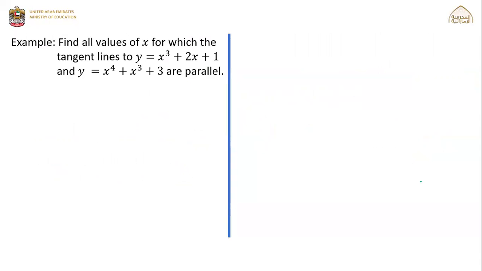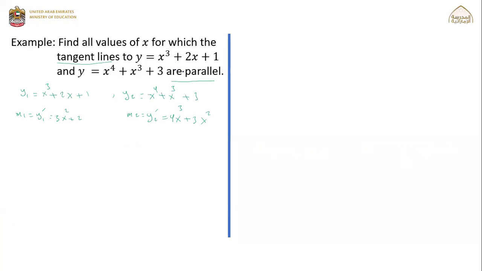Find all values of x for which the tangent lines to y equal x cubed plus 2x plus 1 and y equal x to the power 4 plus x cubed plus 3 are parallel. So here the tangent lines are parallel. First of all, I will name the first one y1 equal x cubed plus 2x plus 1, and the second one y2 equal x to the power 4 plus x cubed plus 3. I will find m1, the slope of the tangent for the first function, which is y1 prime, which is 3x squared plus 2. And m2 equal y2 prime, which is 4x cubed plus 3x squared.